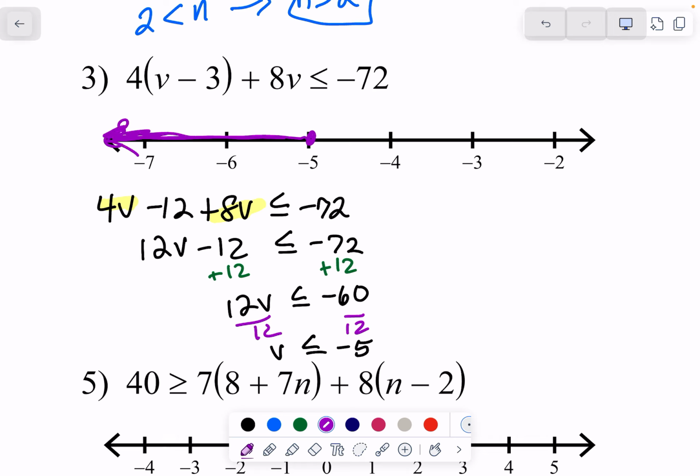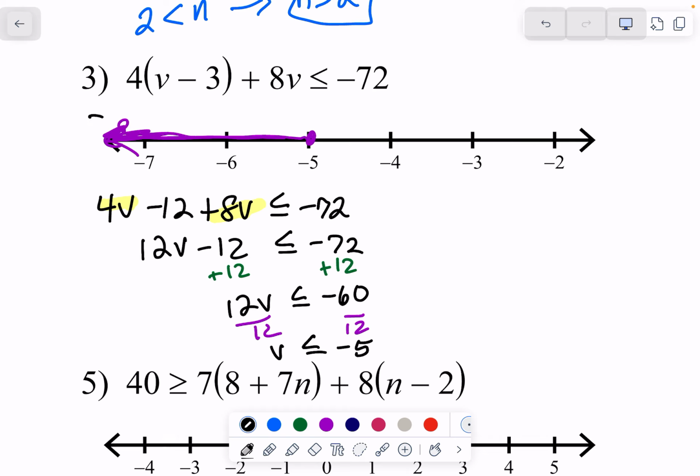How could you check your work? Plug in negative 6 to the original. Plug in negative 7 to the original. Does it make it less than or equal to negative 72? It does, so you're good. Only after you've done that do we do our final phase, which is interval notation.